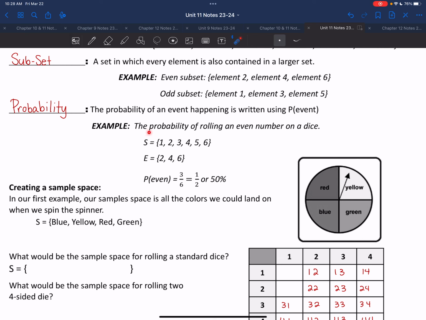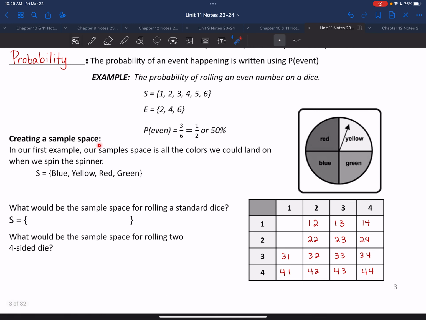An example of this is the probability of rolling an even number on a die. Well, what are all the total outcomes? The sample space is 1, 2, 3, 4, 5, and 6. An even number, we only have 2, 4, and 6. So that's 3 out of the 6 total. So the probability of rolling an even number is 3 out of 6, or 50%.